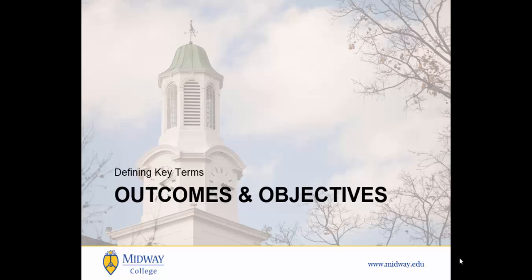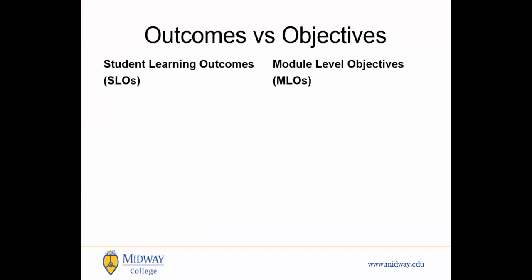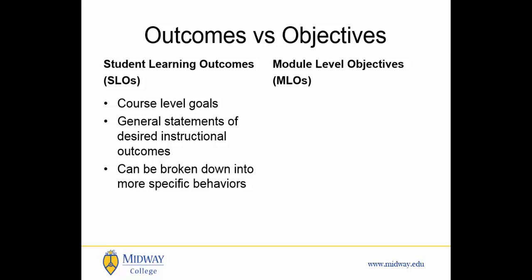The first part of this presentation will define key terms, outcomes, and objectives and illustrate the relationship within the course components. For the purpose of this presentation, we will define Student Learning Outcomes, SLOs, as the course level goals that are usually communicated to your students in the syllabus. They are general statements of desired instructional outcomes and can be broken down into more specific behaviors. The module level objectives, or MLOs, are specific weekly objectives that you will address throughout the course.